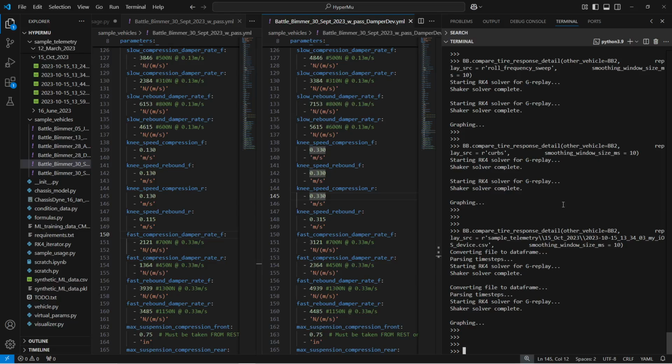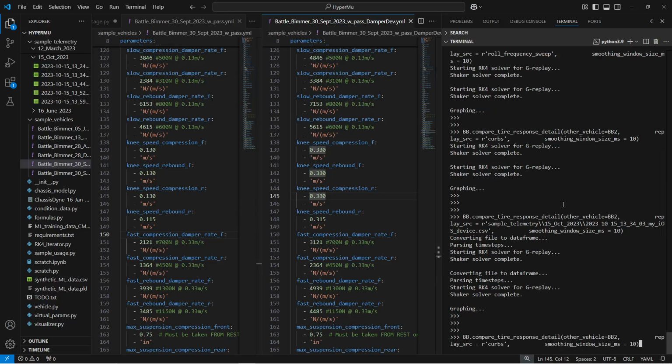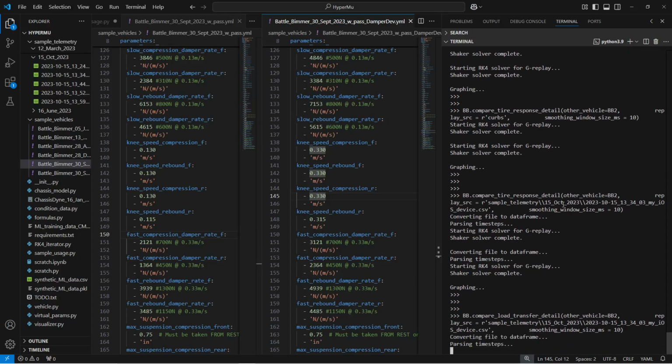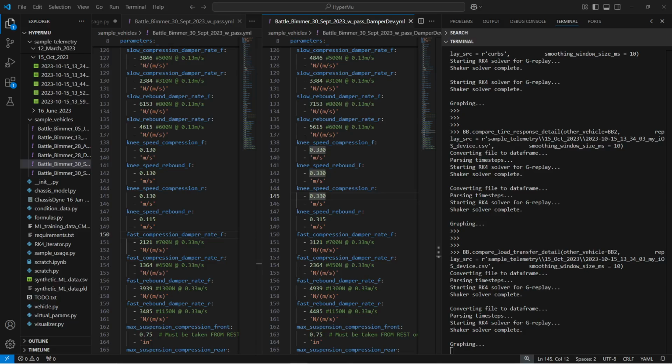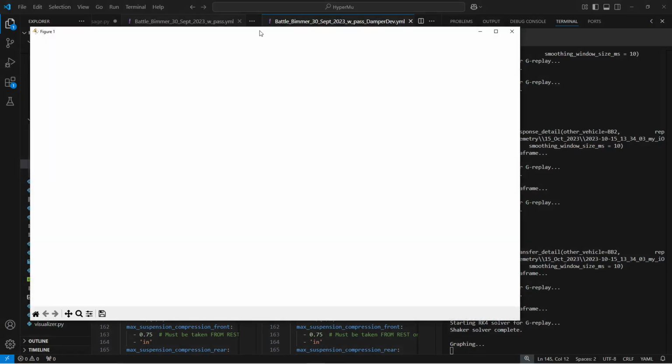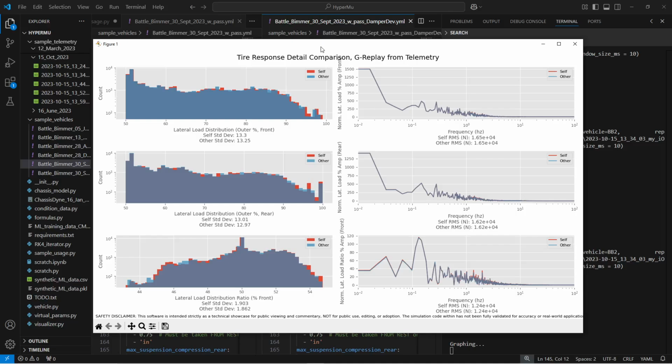I'll specify a different comparison function this time, one that compares the lateral load transfer properties, but still creates histograms and frequency response plots. Same telemetry, we're running through it, and we're launching that study now. And there we have it.